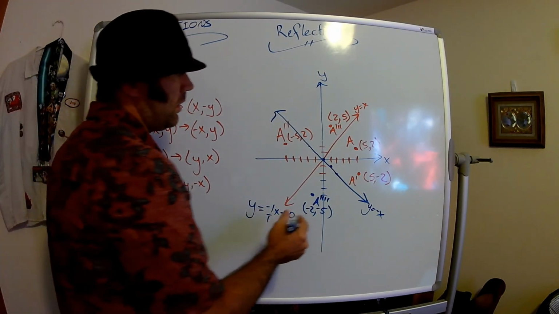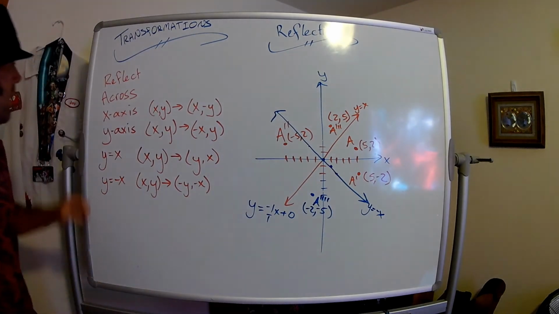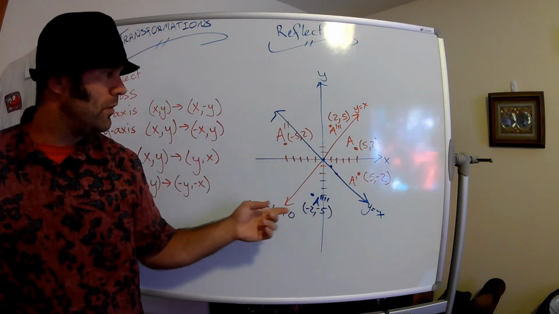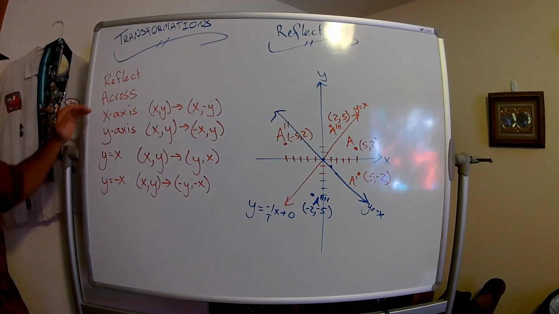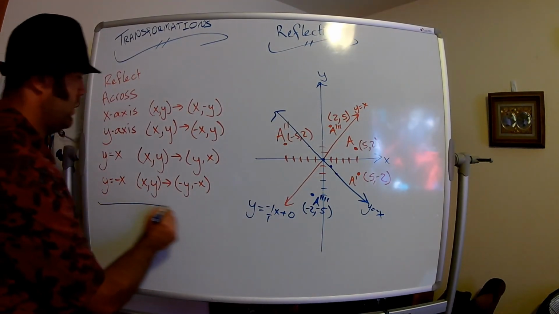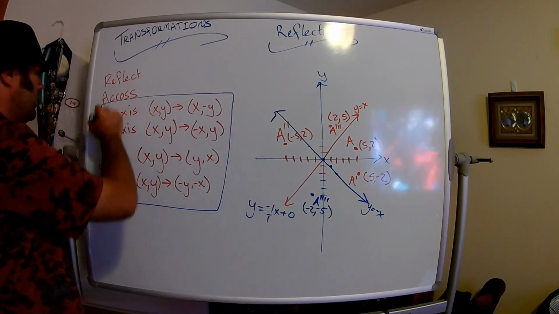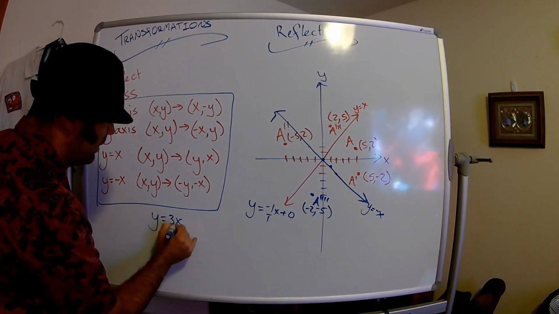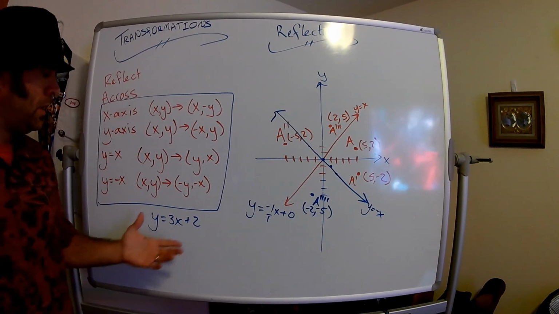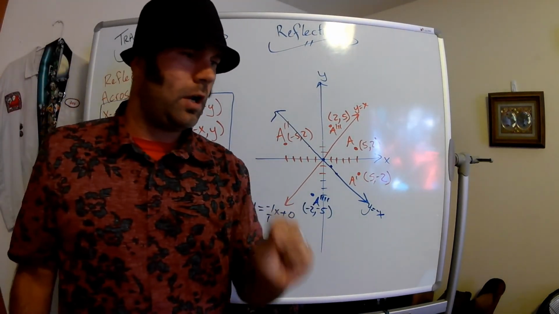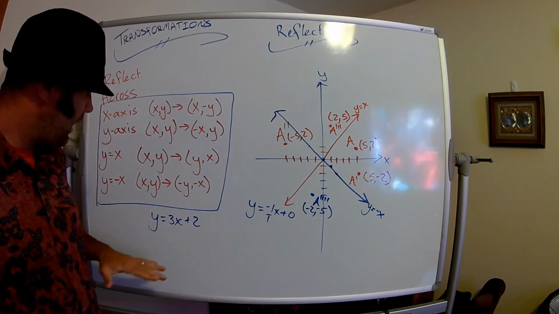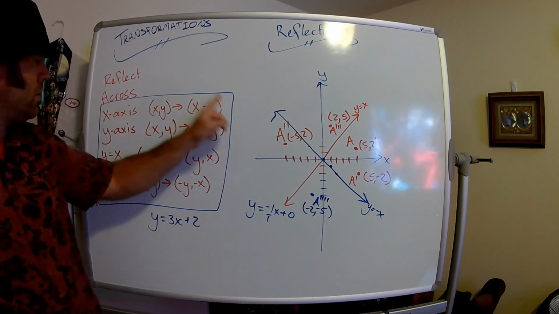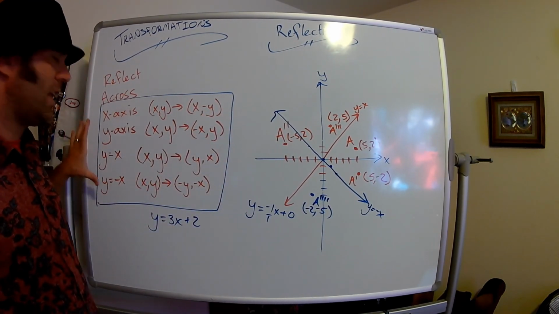So we've got our different movements. You can reflect across any line. These aren't the only 4 options of reflection. You can reflect across any line. You could reflect across the line y equals 3x plus 2. But it gets a lot more complicated, and we're not going to worry about that right now. I want us to practice these 4 and get really good at them.